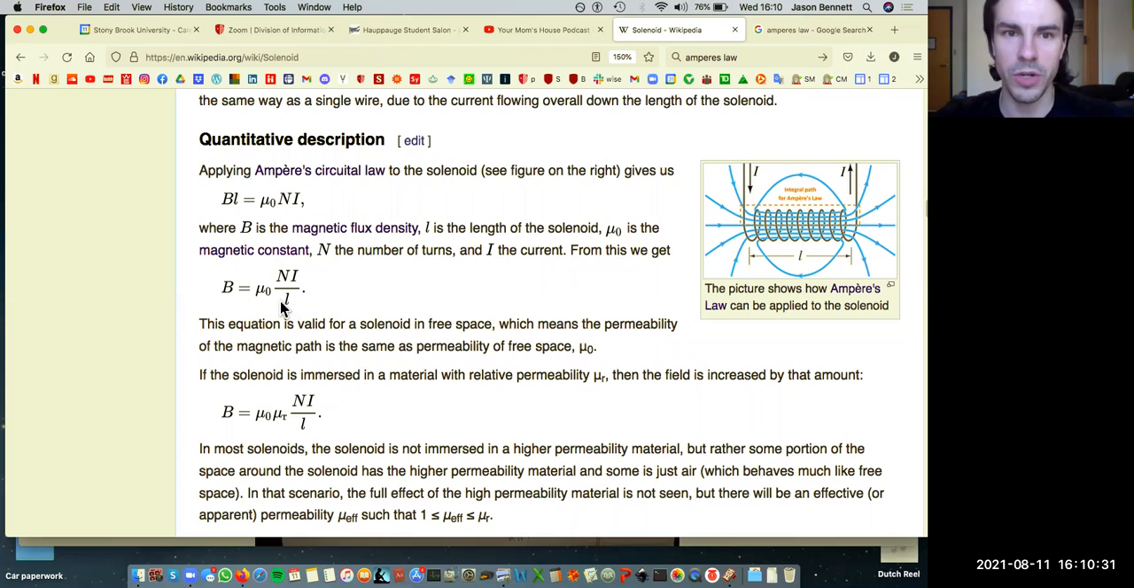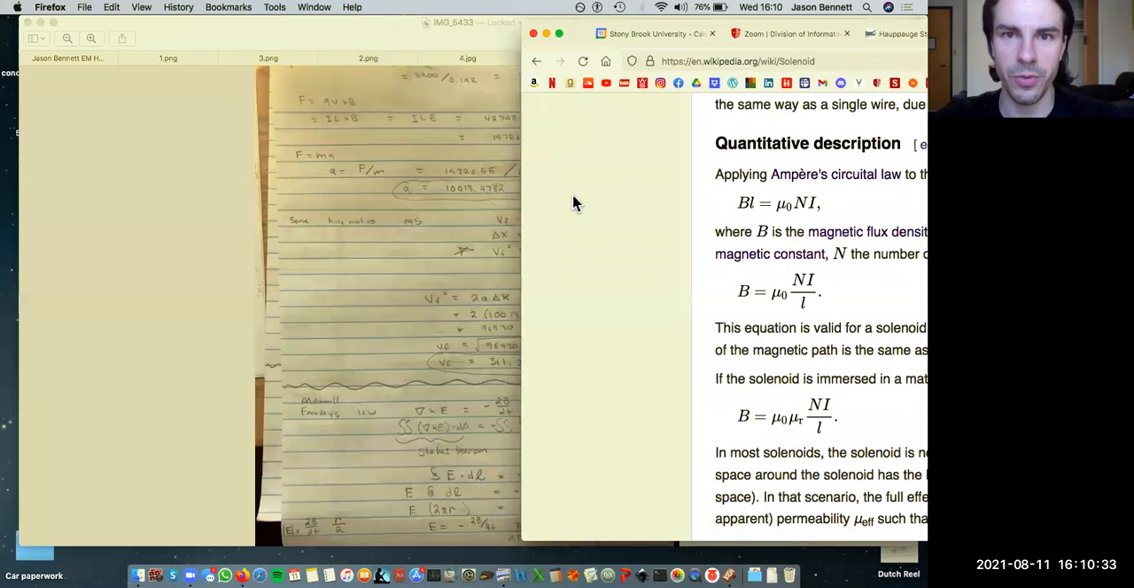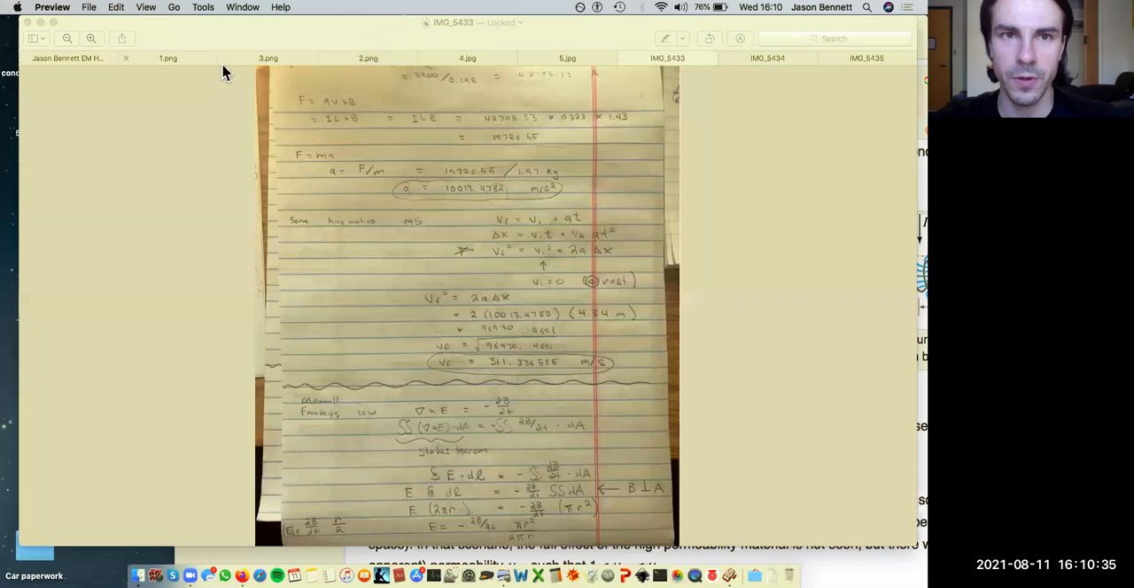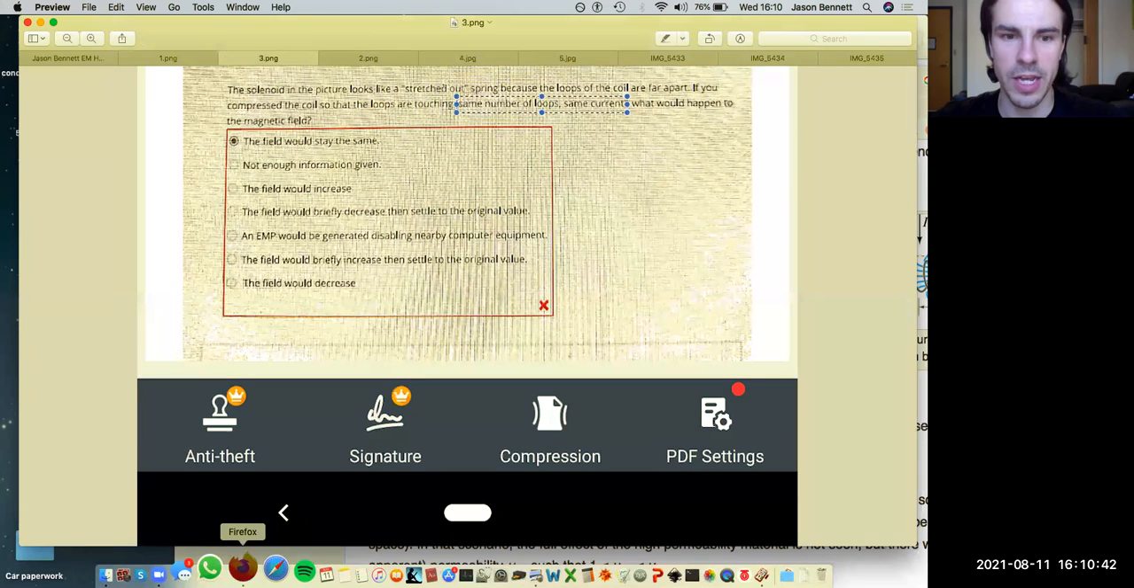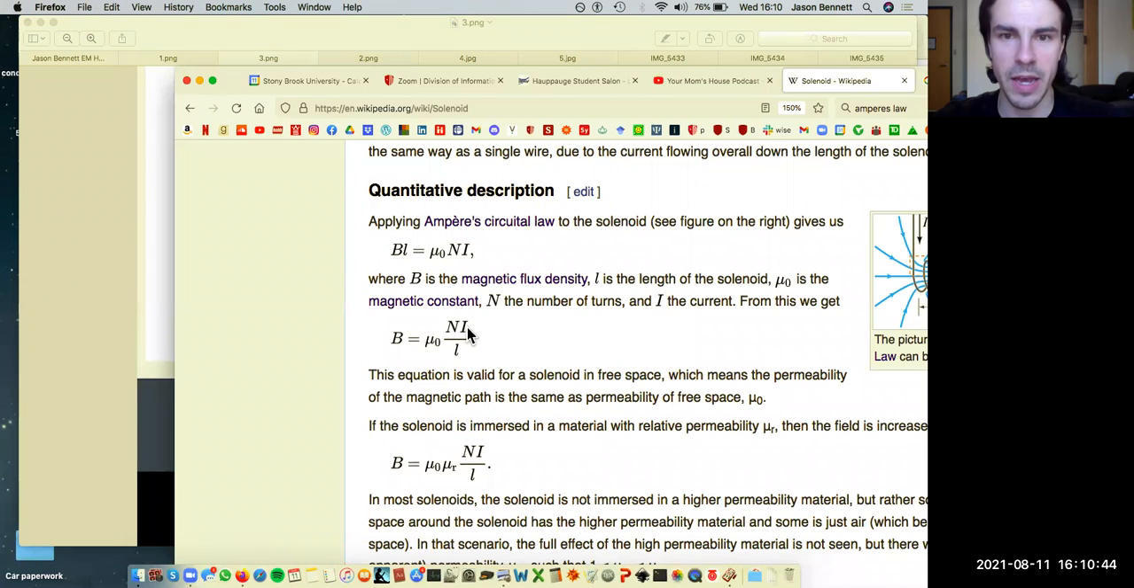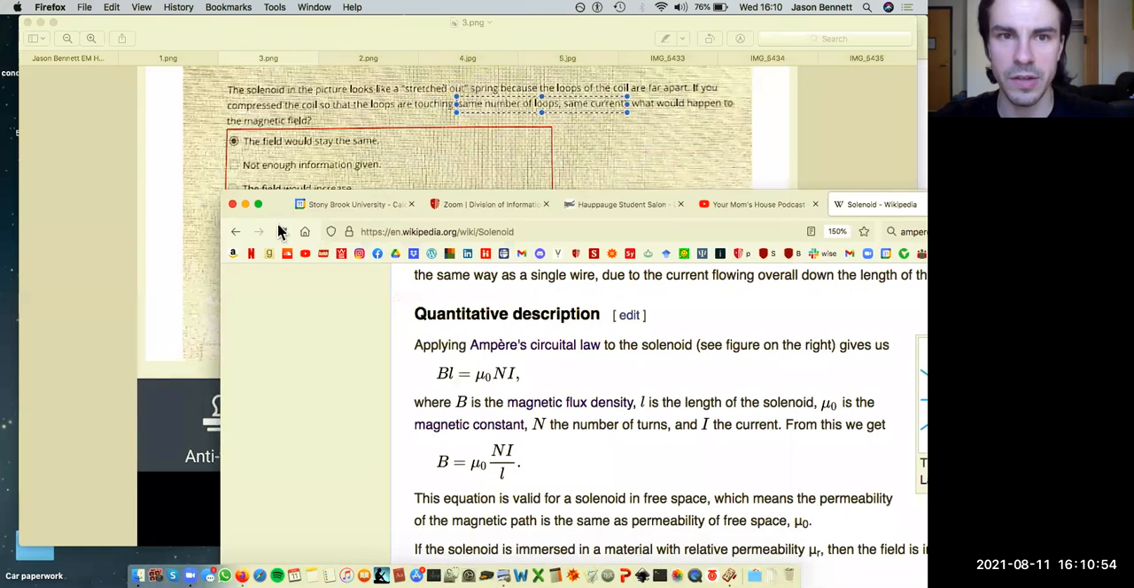So if we read this in a certain way, we are keeping big N the same, keeping I the same. That's always the same, but we're decreasing this thing. So if we decrease the length, then by this formula, B would increase.